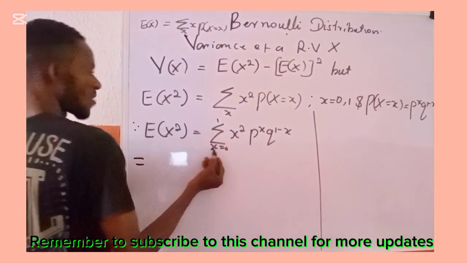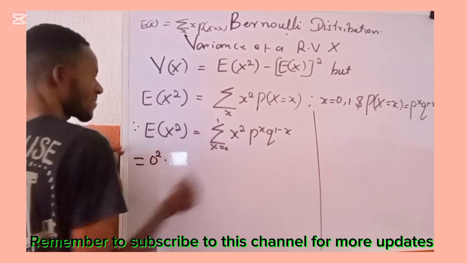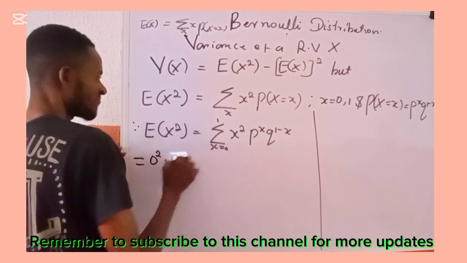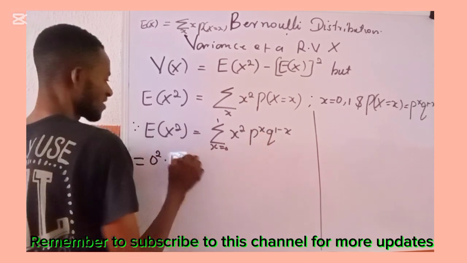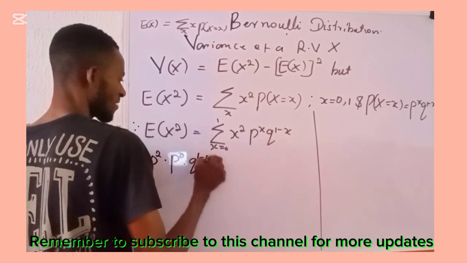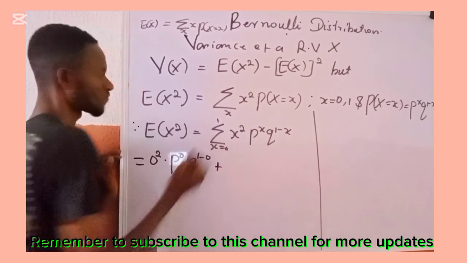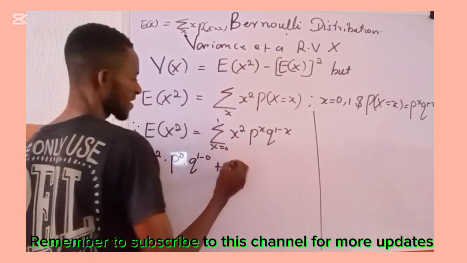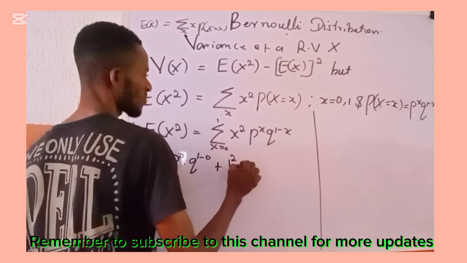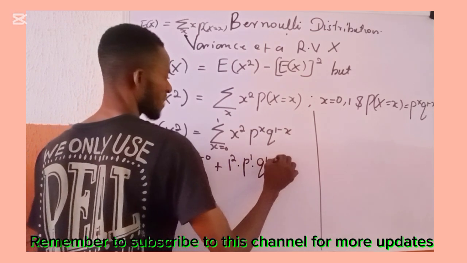When X takes 0, here becomes 0 raised to power 2 multiplied by P raised to power 0 multiplied by Q raised to power 1 minus 0. So I have plus, X is now taking 1, so you put 1 here: 1 raised to power 2 multiplied by P raised to power 1 multiplied by Q raised to power 1 minus 1.